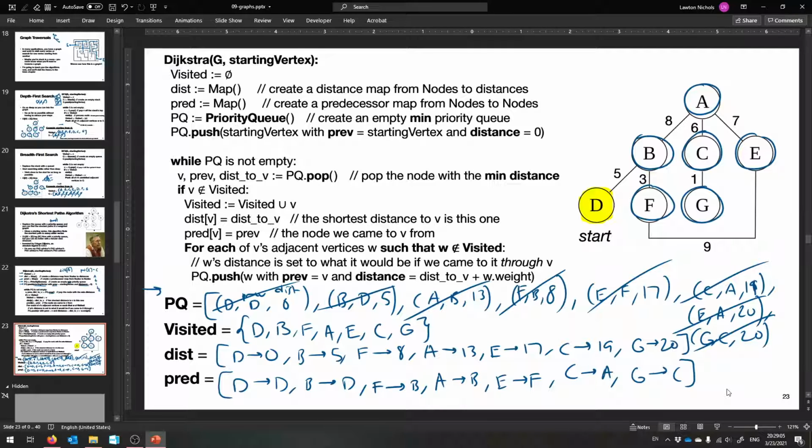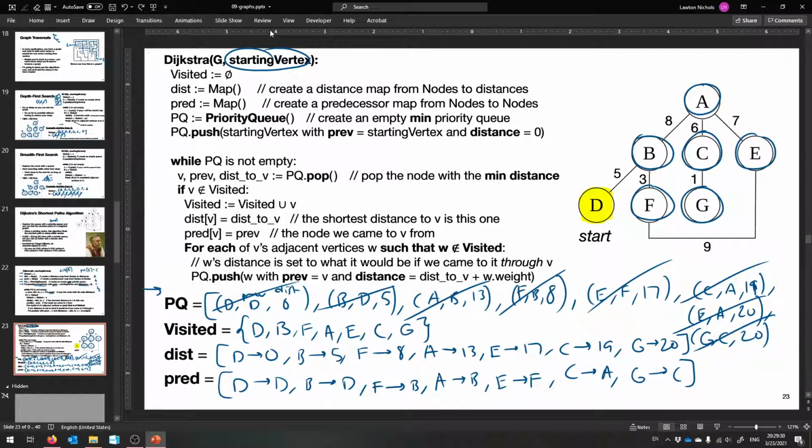So the distance map tells us the shortest path from our starting vertex, which was D, to everybody else. So the shortest path from D to D is, of course, 0. The shortest path from D to F is 8, okay? You go like that. You don't go like this, yeah? See how it's working, slowly but surely?